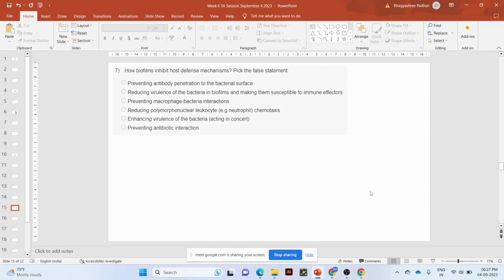So let's move on to the next question. How do biofilms inhibit host defense mechanisms? You have to select the false statement. Preventing antibody penetration into the bacterial surface, reducing virulence of the bacteria in biofilms and making them susceptible to immune effectors, preventing macrophage bacteria interactions, reducing polymorphonuclear leukocyte chemotaxis, enhancing virulence of the bacteria, and preventing antibiotic interaction.